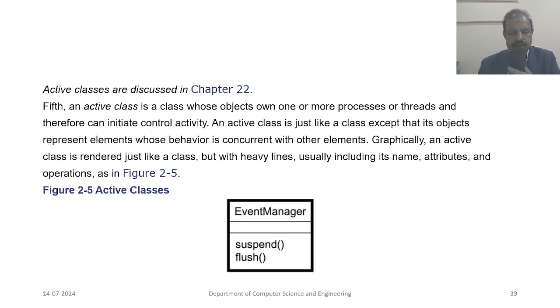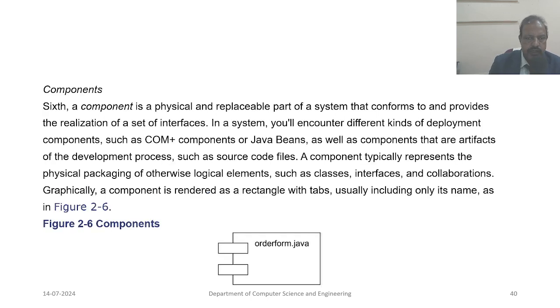Then the active class, you can see, is just like a rectangular container, but the thickness of the wall is a little more. You can see it there. An active class is just like a class, except that its objects represent elements whose behavior is concurrent with other elements. When the behaviors are concurrent with other elements, then we say it is an active class. So it will have the same things, including the name, attribute, and operations. All will be the same.